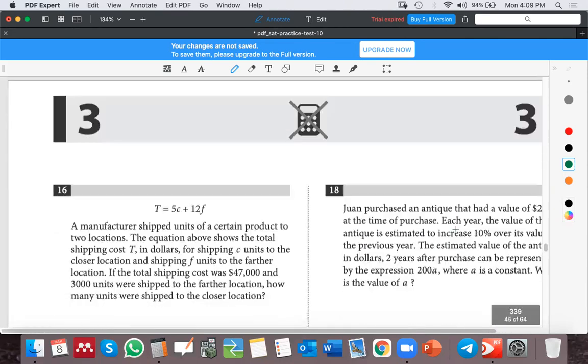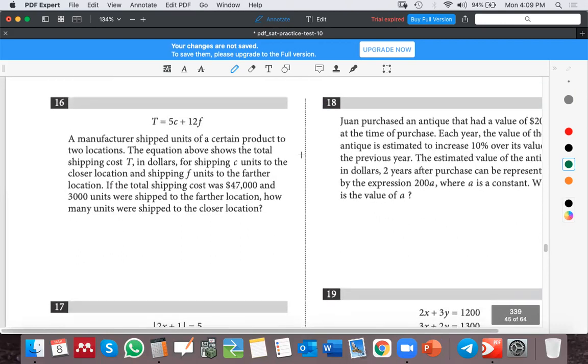Question number, oops, let's go now, 16. What can we do? A manufacturer ships units of a certain product to two locations. The equation above shows the total shipping cost. So this is cost, in dollars, of shipping C units to the closer location and shipping F units to the further location. For the close one, we are multiplying by 5. For the long distance, we are multiplying by 12.